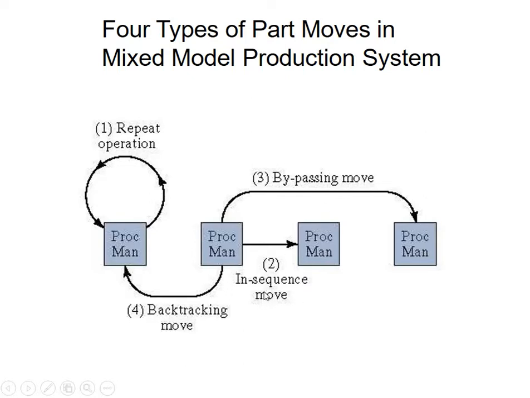As you can see here, this will be a sequential move. After the second operation it goes to the third operation, and by bypassing the third machine it moves to the fourth one. So it is kind of mixed here and there. It is not following any structure or systematic procedure, so we call that a mixed model production system.